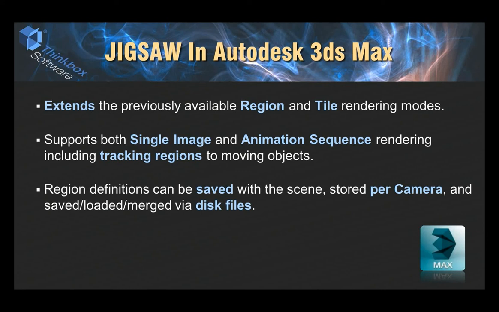Initially, as I mentioned, we had the Autodesk 3ds Max version in Deadline 6.1, and it's also in 6.2 and in 7. It extended the variable tile and region rendering that we had before. It supported and still supports single image rendering and animation sequence rendering, and even includes tracking of regions over time, so I can have a moving camera, moving objects, and the regions can move around and follow the objects as they're changing position in screen space.